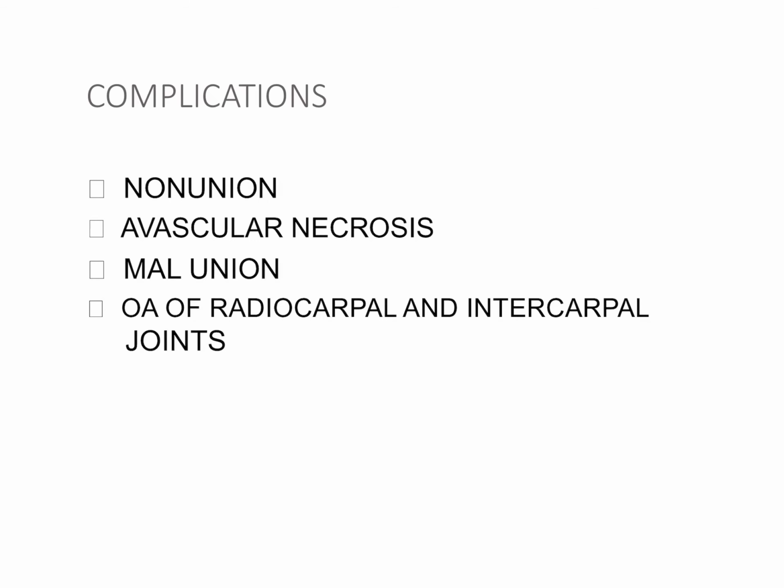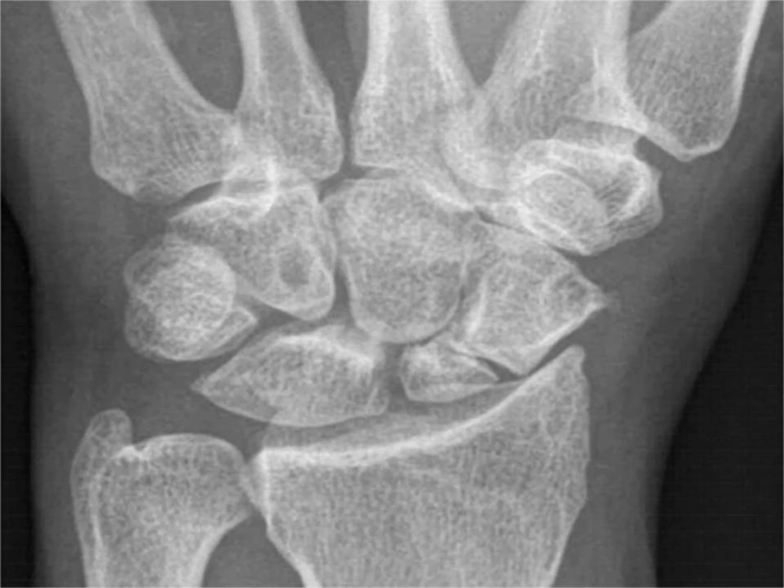Complications. The most important and common complication of the scaphoid, and a dangerous one, is non-union. Second is avascular necrosis. Malunion is usually not that common, and OA of the radiocarpal and intercarpal joints is also common. Next. Here we see non-union of a scaphoid fracture at the waist. See the smooth fracture ends and no sclerosis around it. Next.